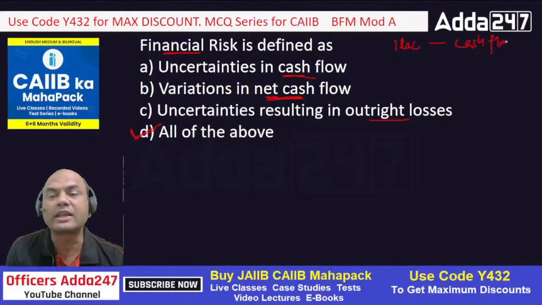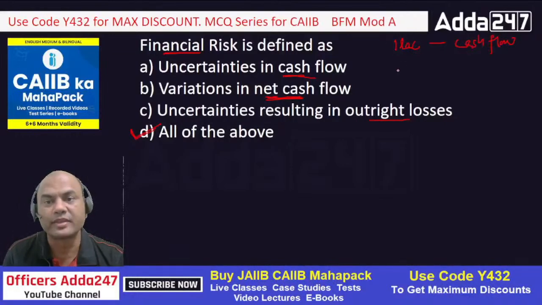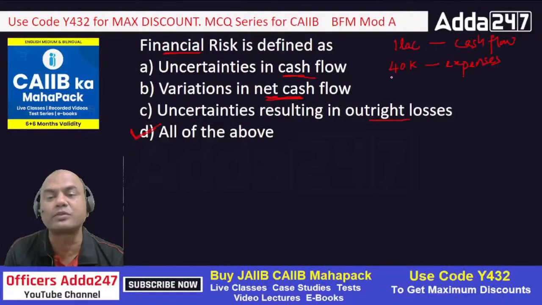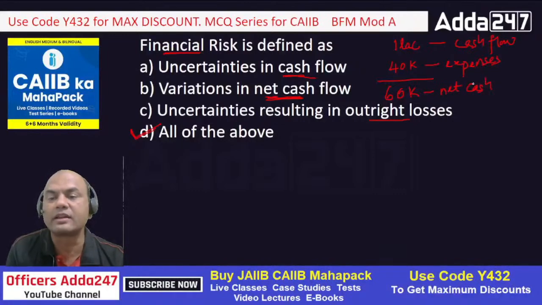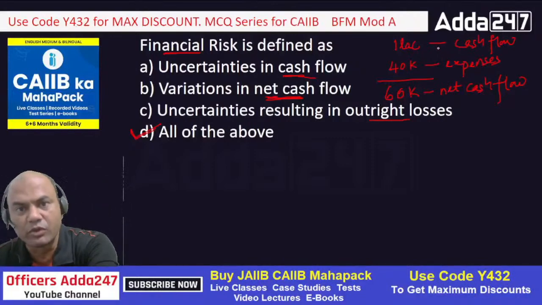What is my net cash flow then? Net cash flow means if I am getting 1 lakh rupees in sales, but there are expenses involved, let's say 40K. So my net cash flow becomes 60K, by subtraction. So this is net cash flow. Net cash flow means incoming minus outgoing, and cash flow means only incoming, whatever I am getting as sales. Got it? Clear? Move on.